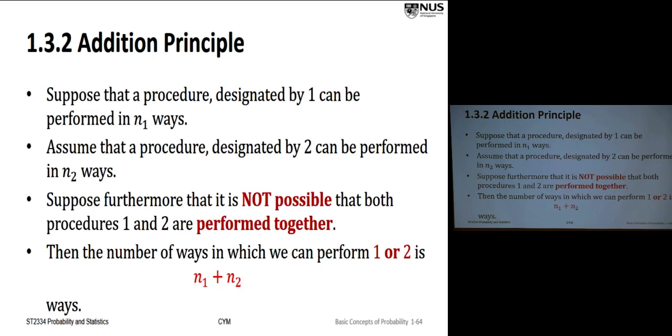Each way, how do I use the word? Here I use procedure, all right? Okay, let me put it this way, make it simple. Suppose I want to go from A to B, very simple, A to B. I can take MRT train. I can take bus, right? So there are two different modes of transport.